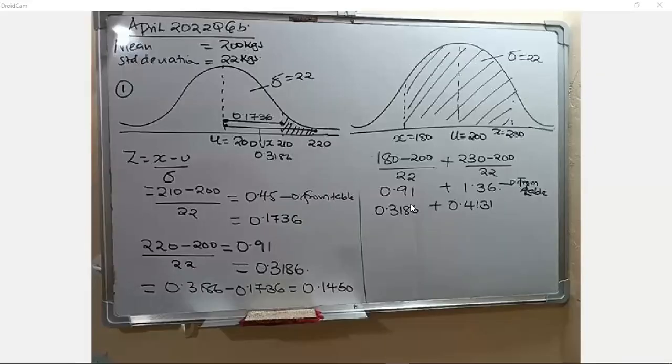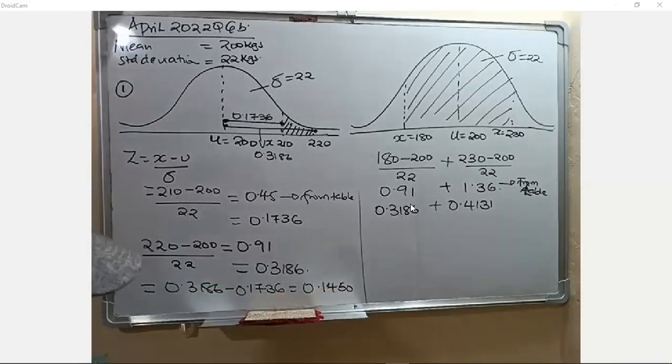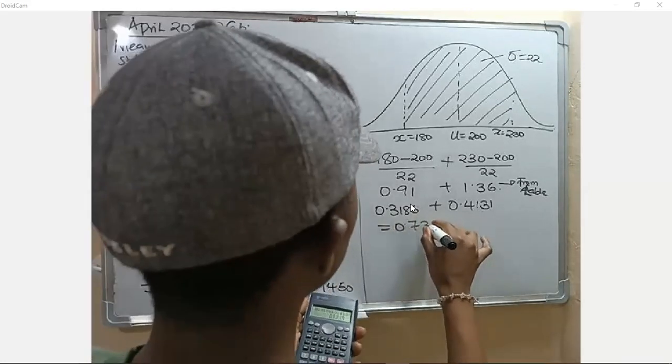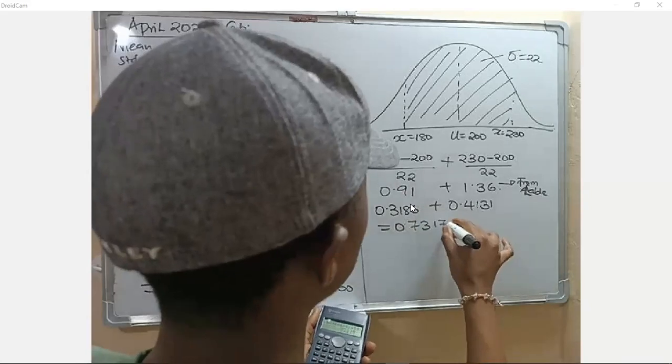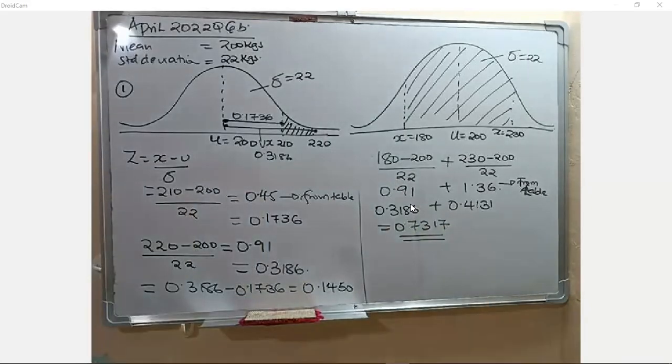So it looks like this. So now you can add your probabilities. I just say, let me take 0.3186 plus 0.4131. We are getting 0.7317. That is the solution, you can be able to sort out that problem.